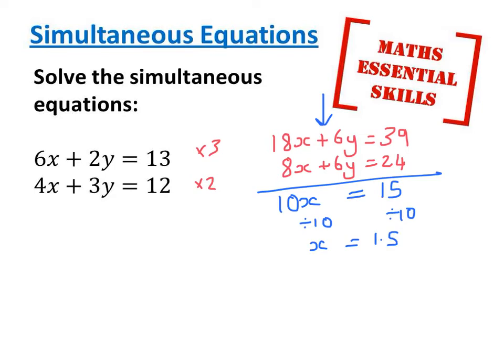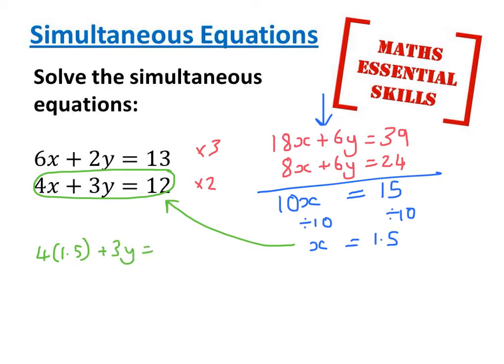Now we'll use this to work out our y value. Now because x is 1.5, let's go back to one of our original equations, and it doesn't matter which one. Let's use this one. If we put this value of x into here, we can use it to work out y. So 4 times 1.5, add 3 y's, needs to equal 12.